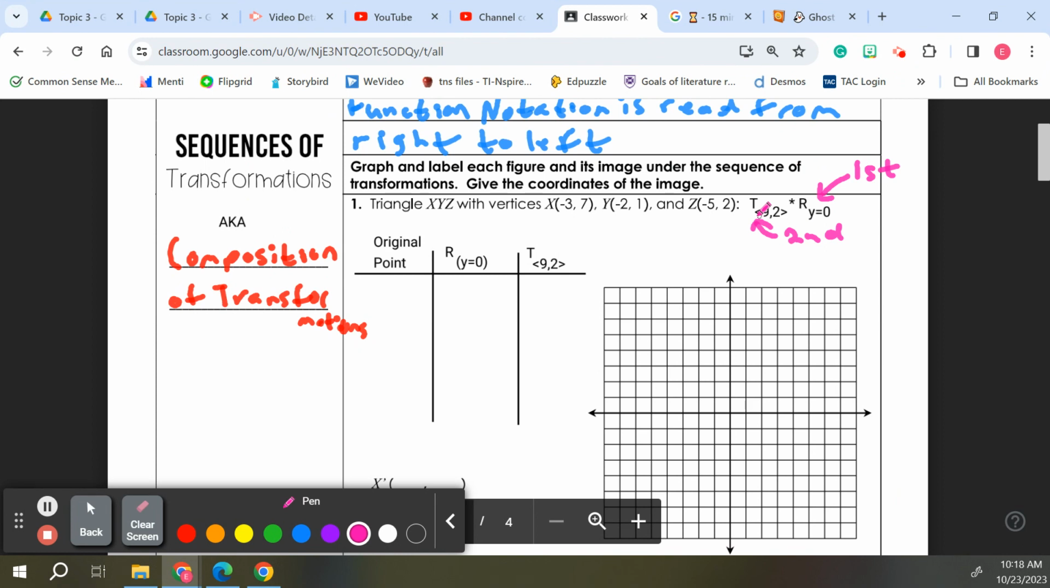All right, so the original points I have, I'm just going to write them down: X, Y, Z. And I'm going to plot these points. So we're going to have -3, up 7. So there's X. Y is -2, up 1. And Z is (-5, 2).